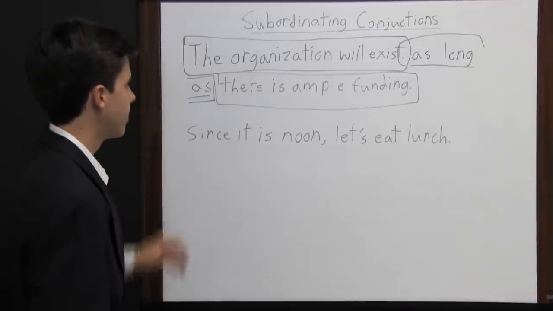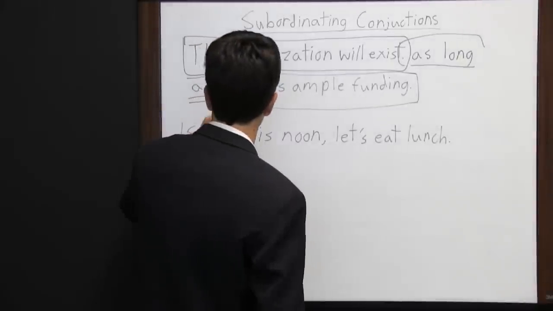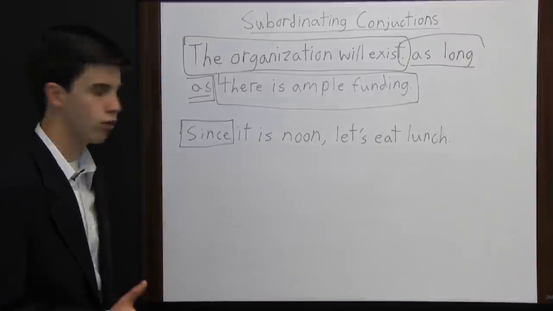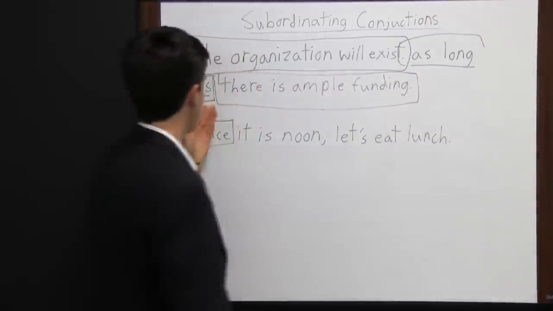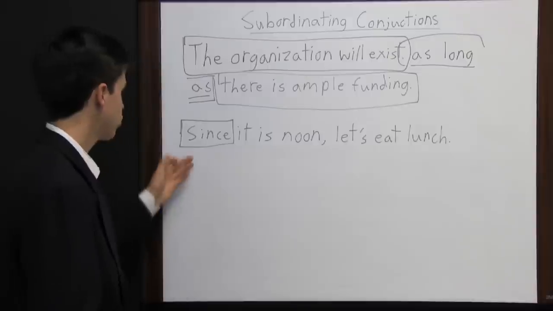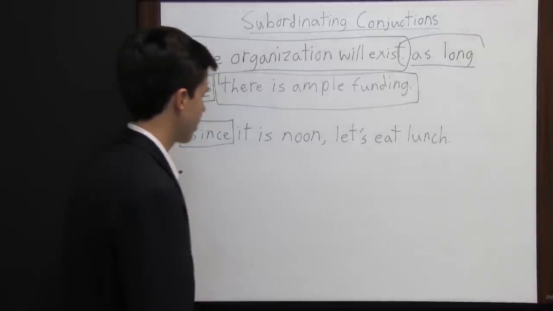Since it is noon, let's eat lunch. Since right here is the subordinating conjunction. Remember, I said a subordinating conjunction can be one word or a group of words. So up here, it was three words. Sometimes a subordinating conjunction is two words, and then often it is just one word, like since. So here it says, since it is noon, let's eat lunch.